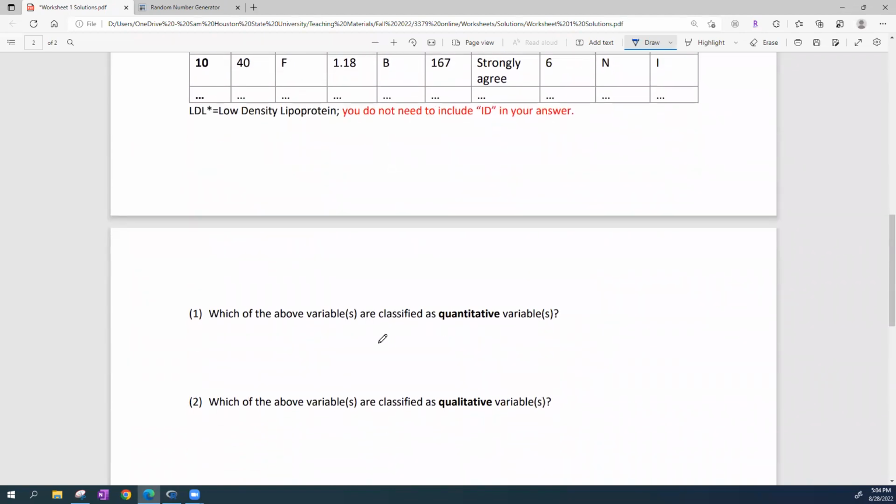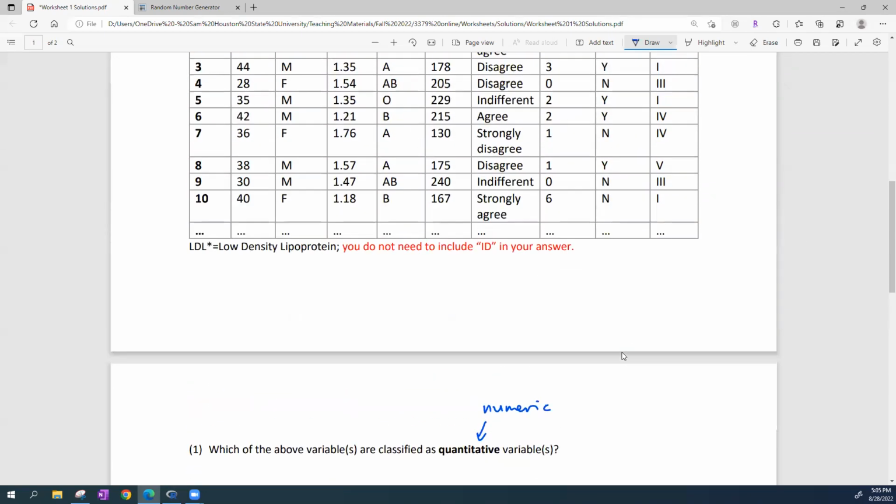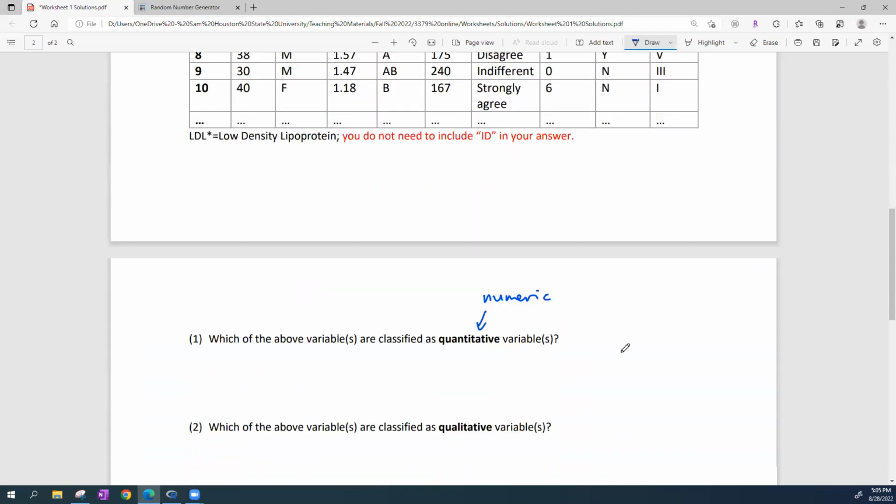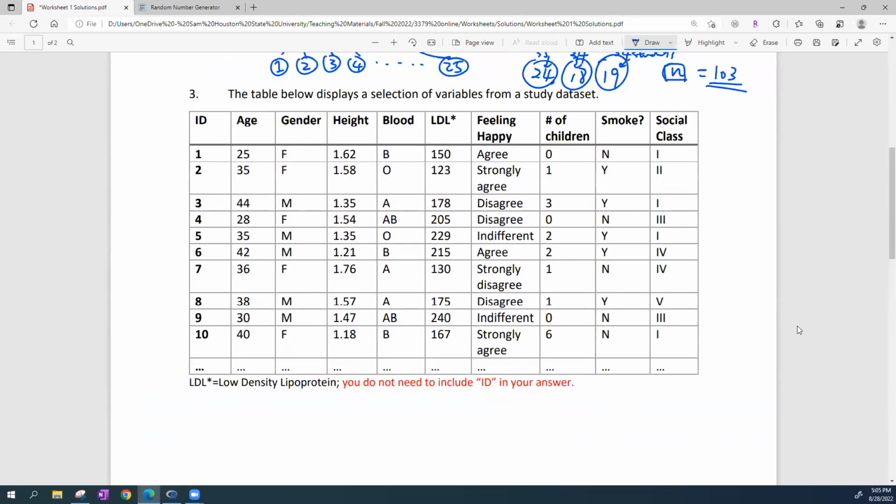Question 1: which of the above variables are classified as quantitative variables? Quantitative, numeric variables, numerically valued variables. So we have age, height, LDL, number of children.